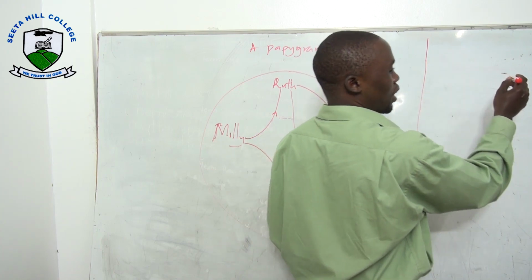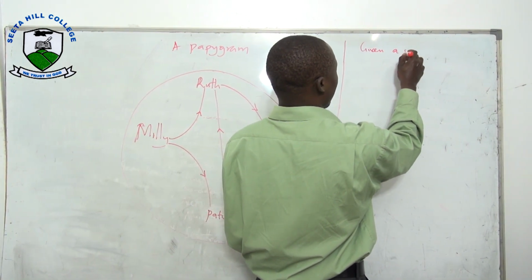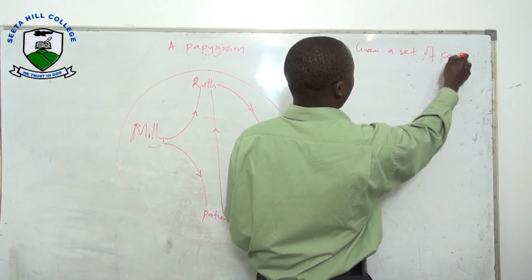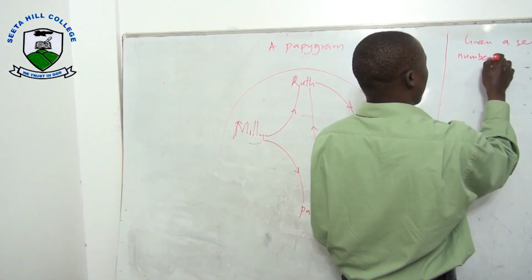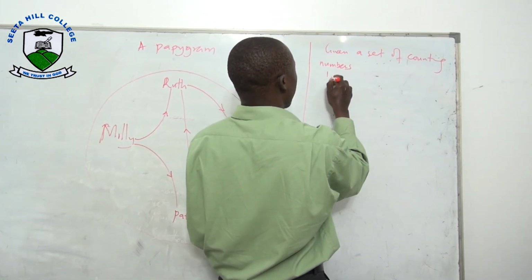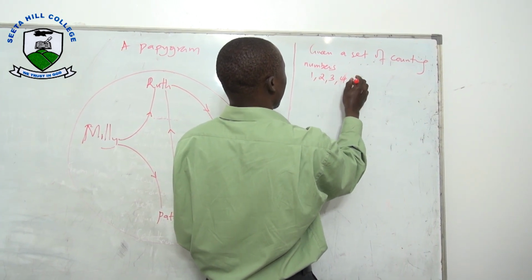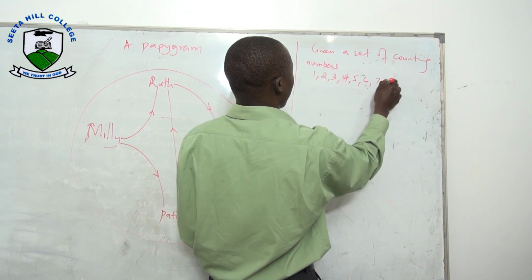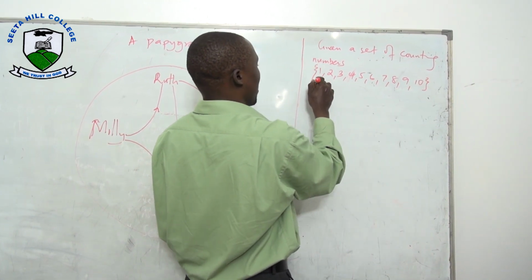Could you give us a set of counting numbers? 1, 2. Counting numbers. That's 1, 2, 3, 4, 5, 6, 7, 8, 9, 10. Not so? Yes.